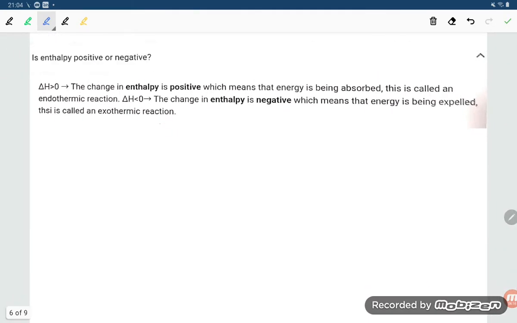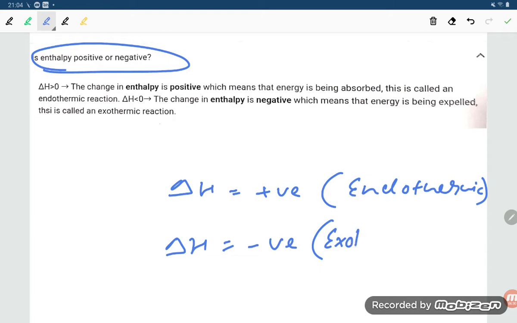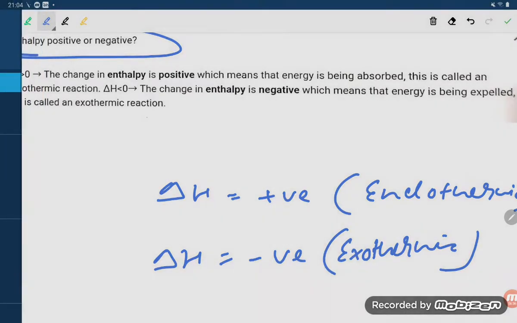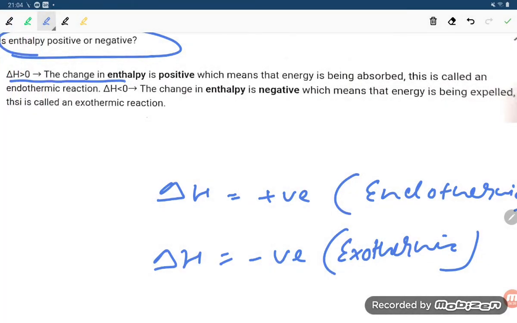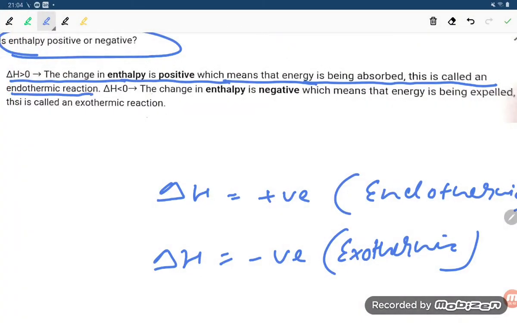Next question: is enthalpy positive or negative? If delta H is positive, it is endothermic. If delta H value is negative, it is exothermic, right? Delta H greater than 0, the change in enthalpy is positive, which means that energy is being absorbed. This is called an endothermic reaction. And delta H less than 0, the change is negative, which means that energy is being expelled. This is called an exothermic reaction.